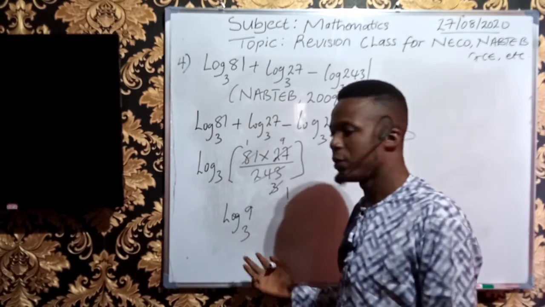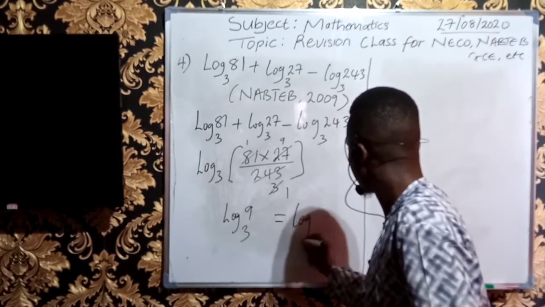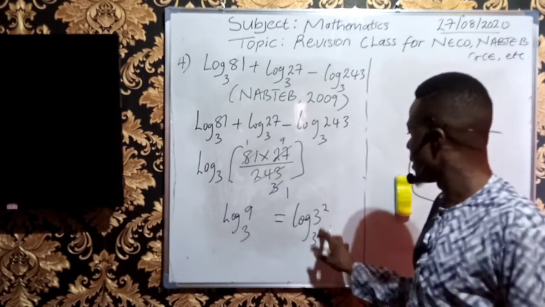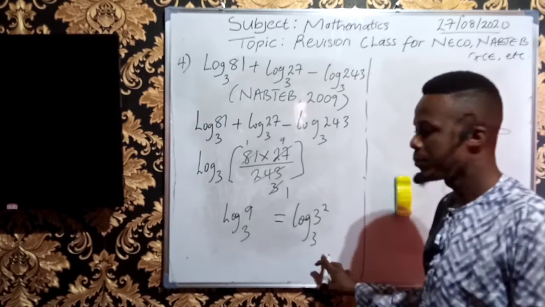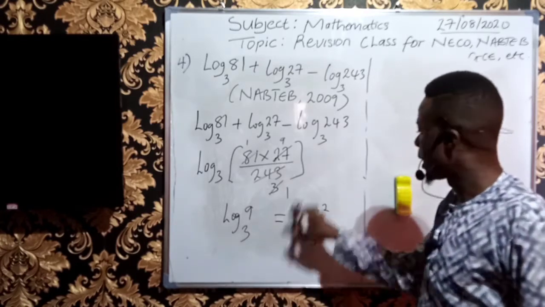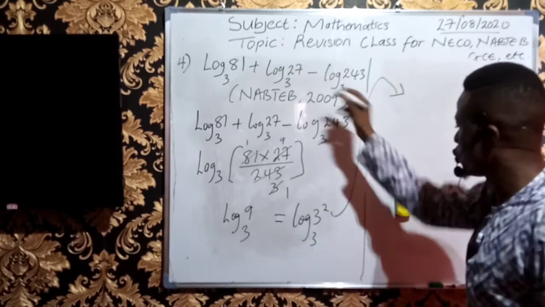But we shouldn't leave it here. We can simplify further. This 9 can be written as 3 power 2. So I have to express 9 to look like my base so that they will be in 3 and 3. Then according to the laws of logarithm, any power can climb to the back. So this here is now equivalent to 2 will climb to the back.